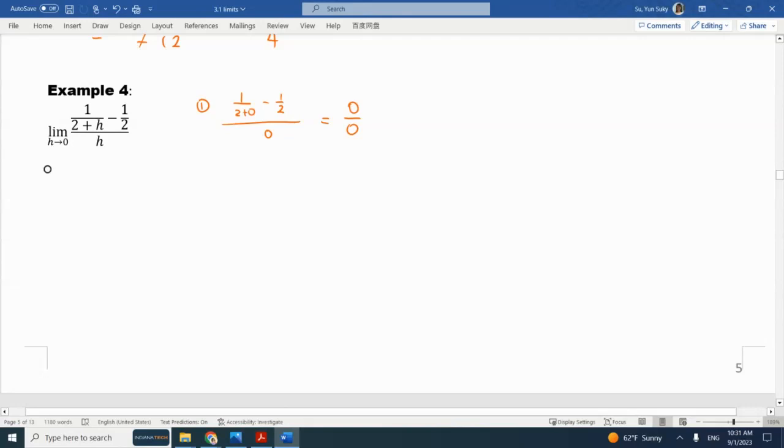Right, everybody? Okay, look at this. The numerator is not a polynomial. It's actually a difference of two fractions, right? In this case, you want to combine into a single fraction. All right, everybody? So combine into a single fraction.